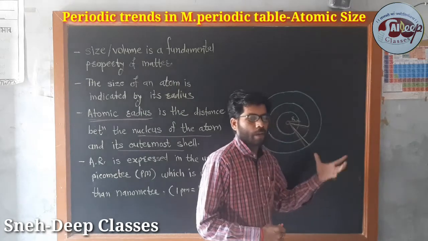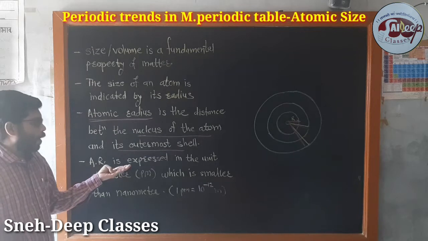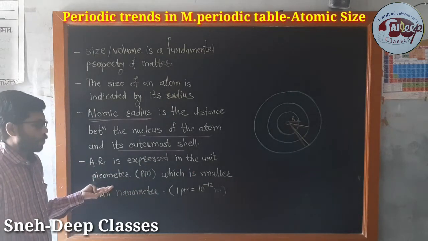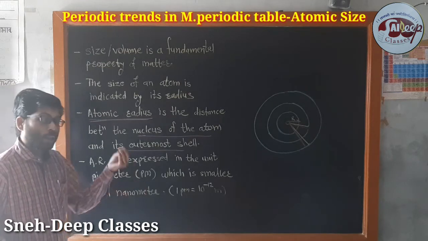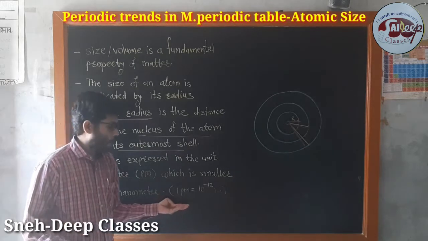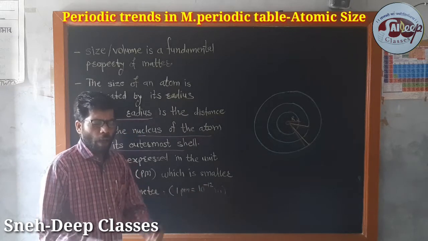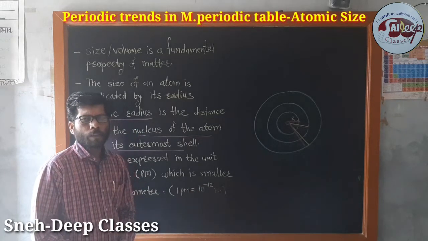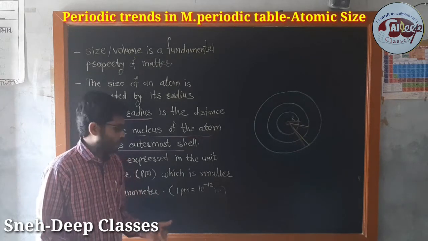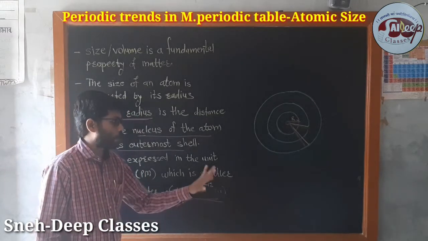The atomic radius increases. This atomic radius is expressed in the unit picometer, pm, which is smaller than the nanometer. So 1 picometer is equal to 10 raised to negative 12 meter. Very less. Picometer is very much smaller than the nanometer. 1 picometer is equal to 10 raised to negative 12 meter.